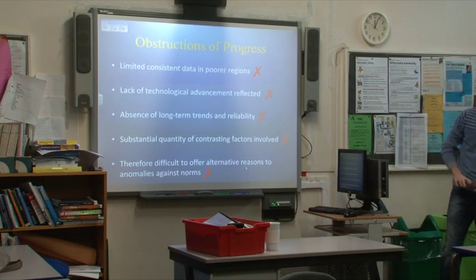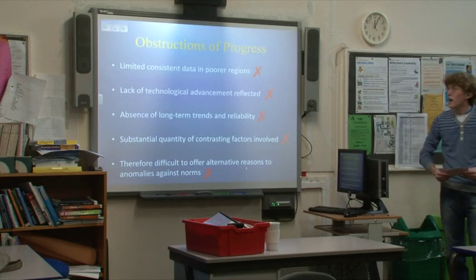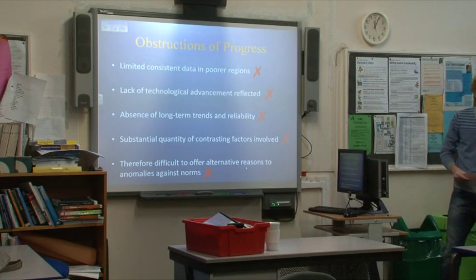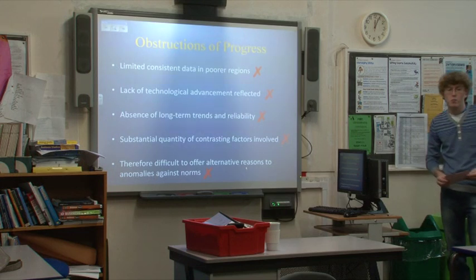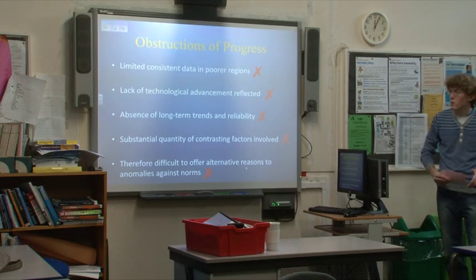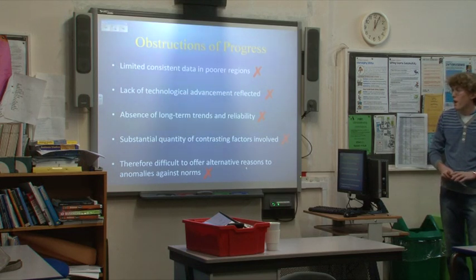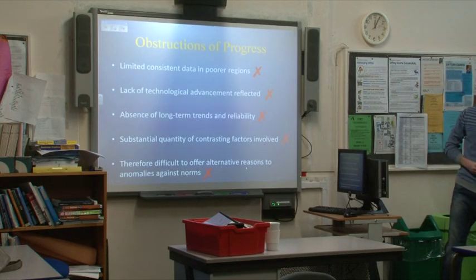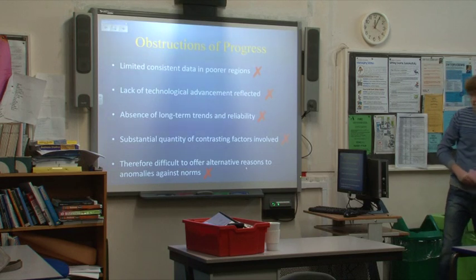Obstructed progress. There was a real lack of data in poorer regions who may not have had the technological advancements previously to collect the data. Therefore, there was an absence of long-term trends and reliability, and so it was hard to correlate significant events of the past with the economy. There's a substantial quantity of contrasting factors involved, so not all turns in the economy may be attributed to the weather, and it's therefore difficult to offer alternative reasons to these anomalies.